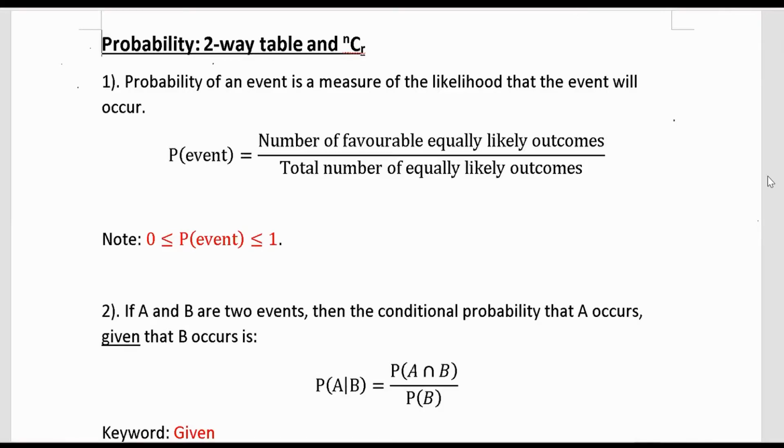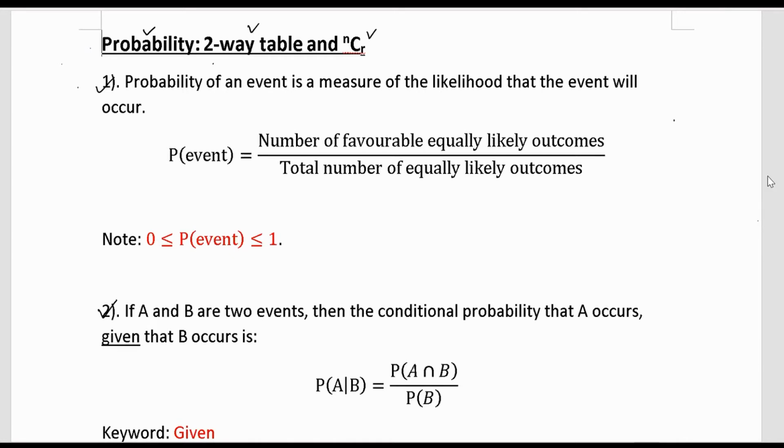This lesson, we will continue with probability. We will focus on how to find probability from a two-way table, and some questions we can answer by using the nCr method. In my previous lessons, I have explained points 1 and 2, so let me quickly go through this.